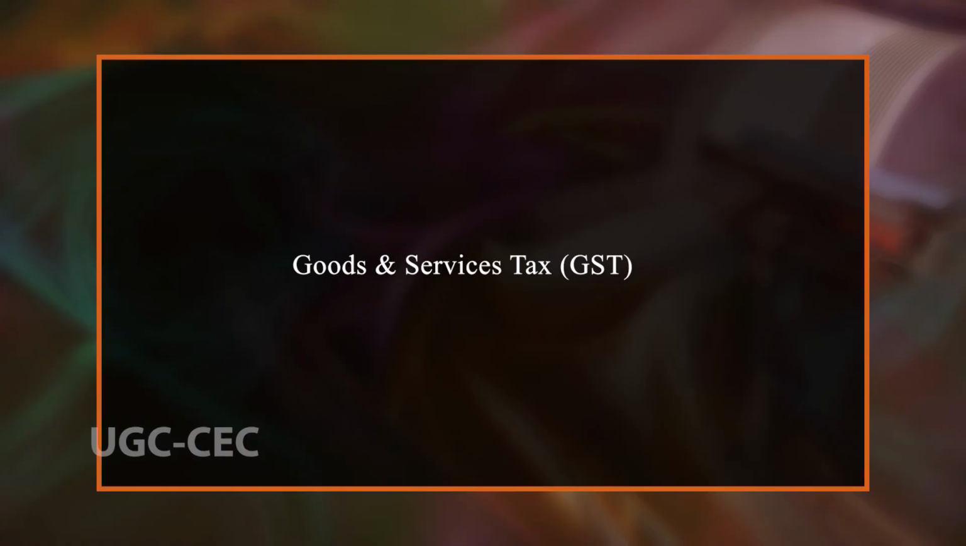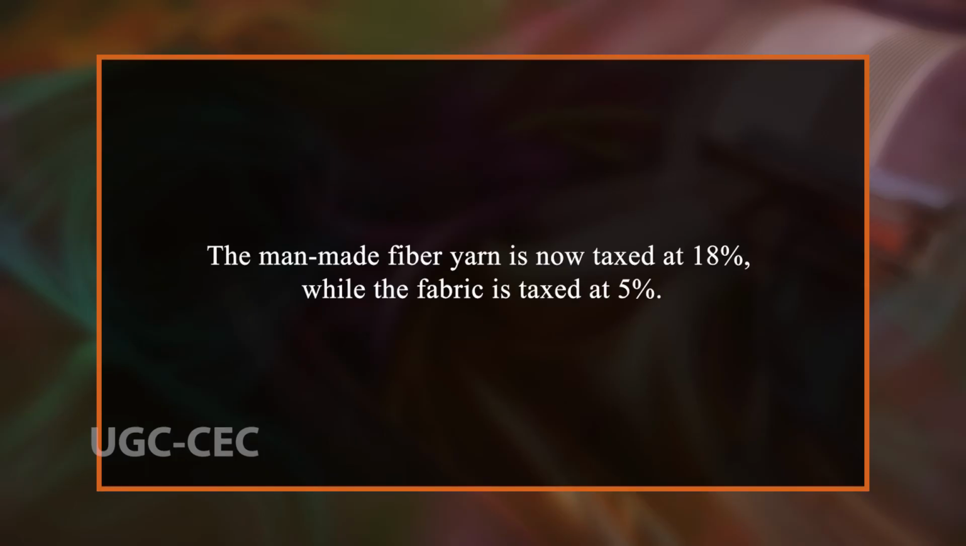Next, the Goods and Services Tax, or GST. The tax structure has created distortions in the textile and apparel sector in India, impeding its competitiveness. The man-made fiber yarn is now taxed at 18%, while the fabric is taxed at 5%. The small businesses which buy yarn and produce fabric are directly impacted by this imbalance, affecting their sustainability.